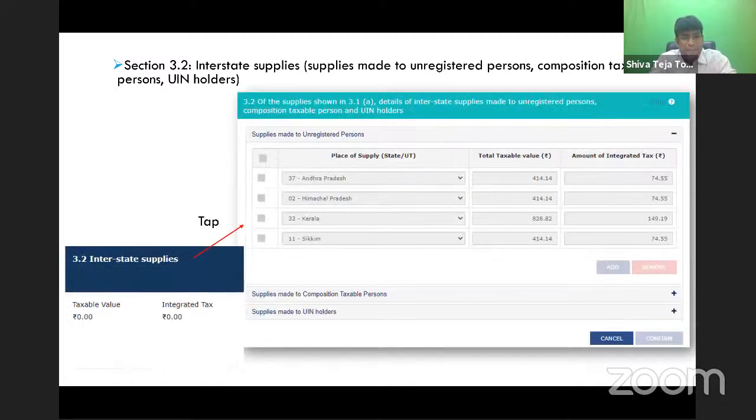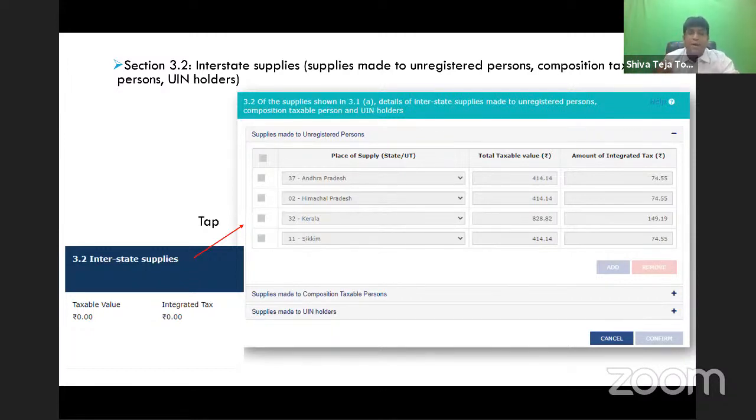So once we tap that and click that, what is it that you're able to find there? Details of interstate supplies, but you have to see that 3.2 is of the supplies shown in 3.1a. That means 3.1a will show the full figure. What is 3.1a? Outward supplies. They will show the full figure.